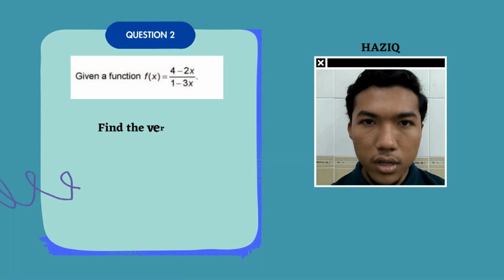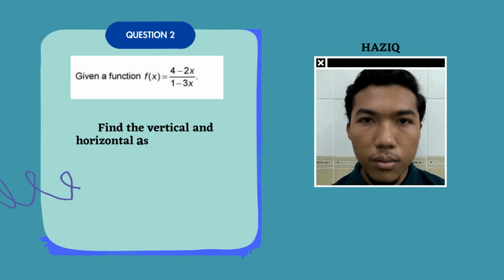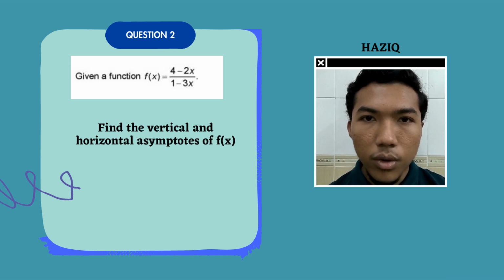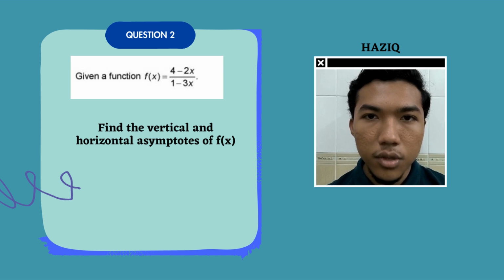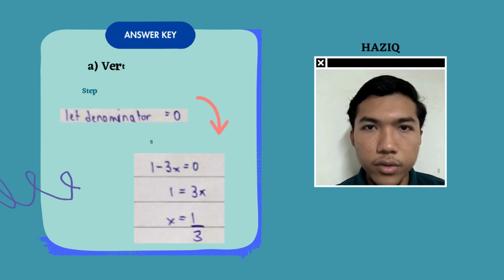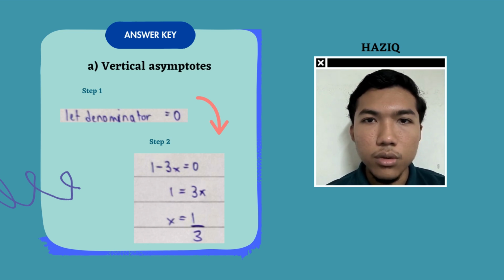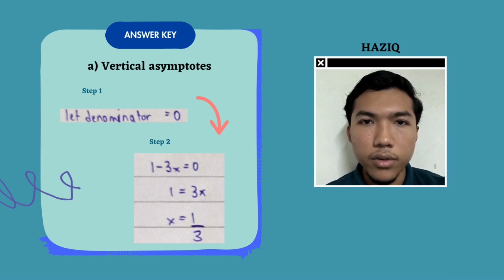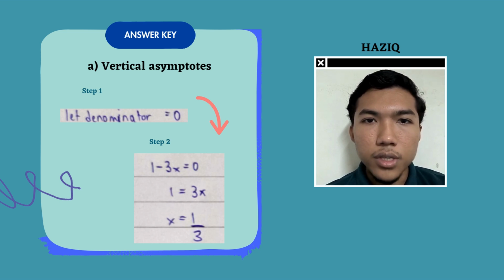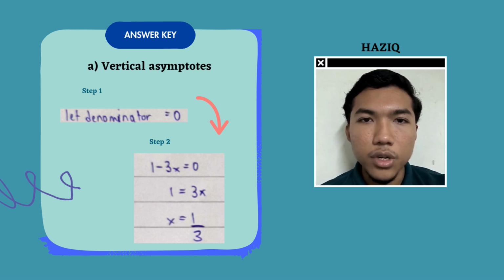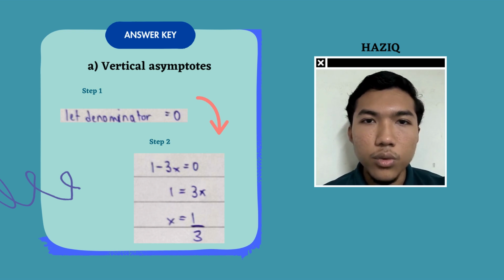Question 2. Given a function f(x) equals (4 minus 2x) over (1 minus 3x), find the vertical and horizontal asymptotes of f(x). Firstly, the vertical asymptote. To identify vertical asymptotes, we look at the denominator of the function, which is 1 minus 3x. After that, we set the denominator equal to 0 and solve for x. Therefore, there is a vertical asymptote at x equals 1 over 3.